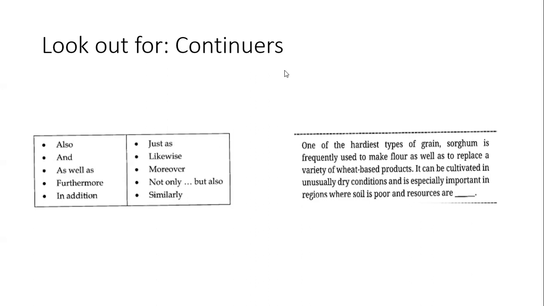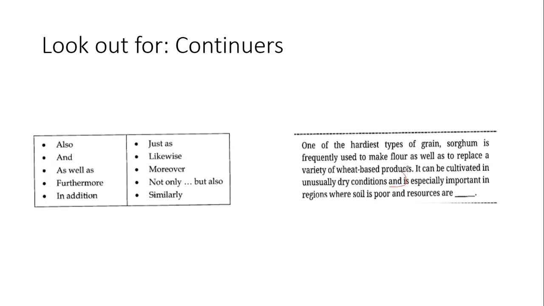So what do you think, should we use it? Where is the continuer here? It can be cultivated in unusually dry conditions, and is especially important in regions where soil is poor and resources are blank. What do you think should be fitting over here? We don't have any options. So as you can see, what is the usage of and here, everyone? Please notice what we are doing with the and here.